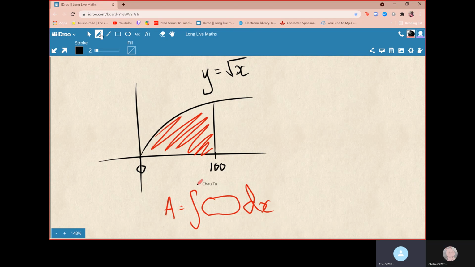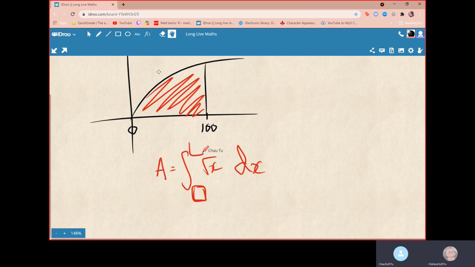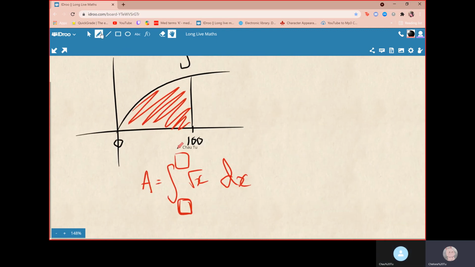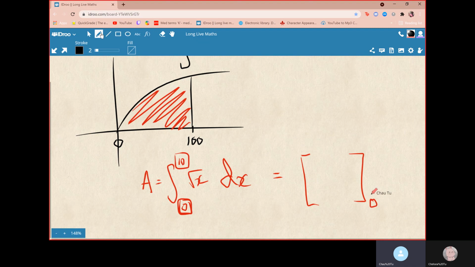Don't worry about it for the time being. So what's the square root of x? So square root of x goes in here. And you have to differentiate that or integrate it. Integrate it from where to where, Chelsea? From 0 to 100. Yep. So now you've got to integrate it from 0 to 100.